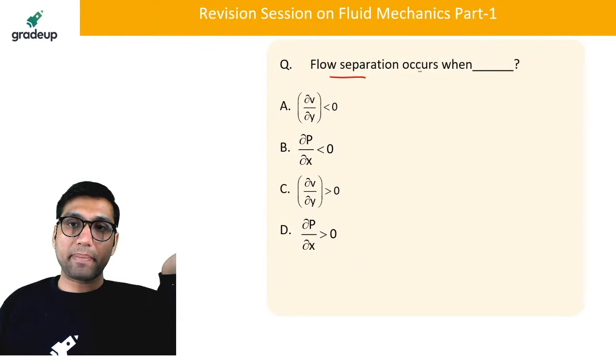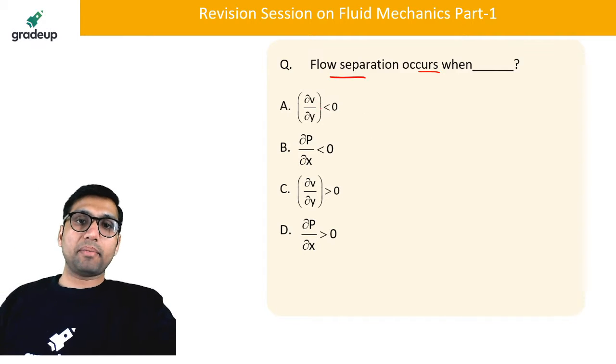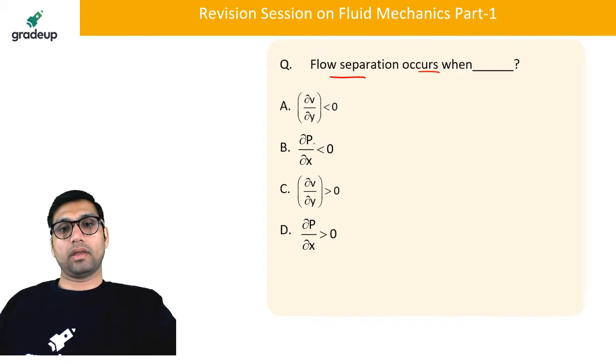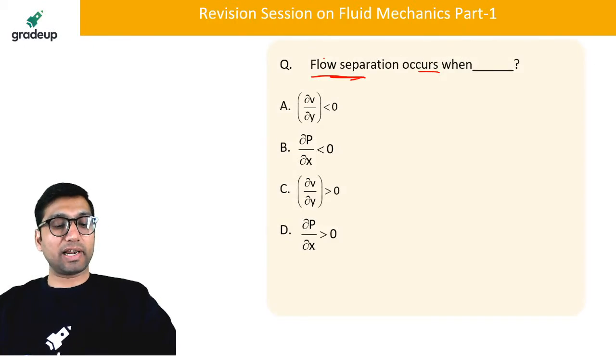Next question: flow separation occurs when? Flow separation occurs when dV by dy is less than 0, pressure gradient is less than 0, velocity gradient is positive, or pressure gradient is positive. What is the answer? When can we say the flow separation will occur? Come on, quickly tell me the answer.